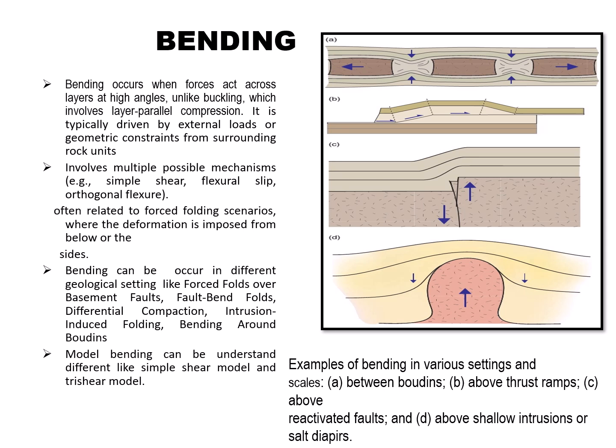Fault tip and bending models can be understood through simple shear and trishear models. From the image we can see examples of bending in various settings: between boudinage, above thrust ramps, above reactivated faults, or above shallow intrusions or salt diapirs.